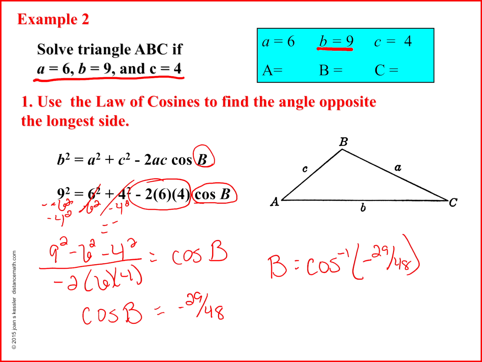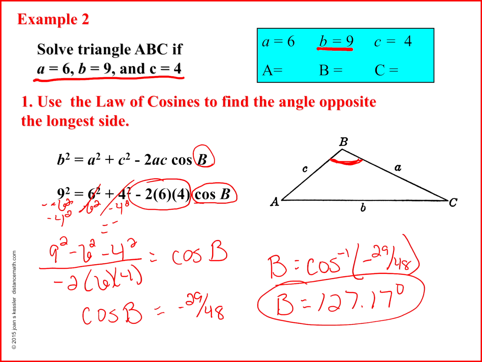So if you plug that into your calculator, I got B is 127.17 degrees. Okay, makes sense. Up here it's going to be a bigger angle. So now I know my B.